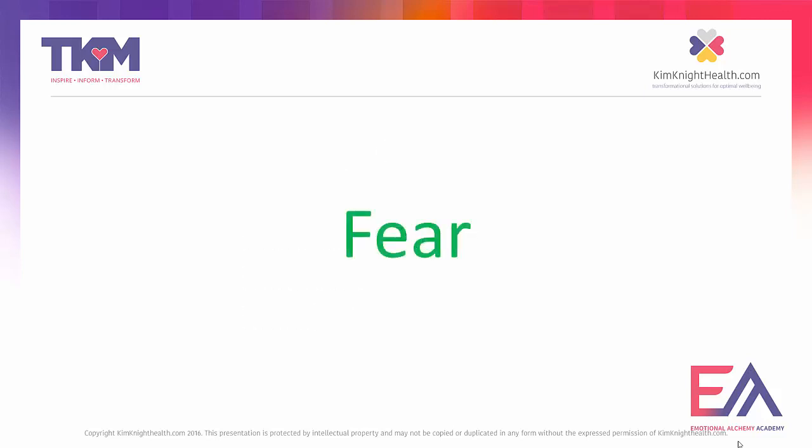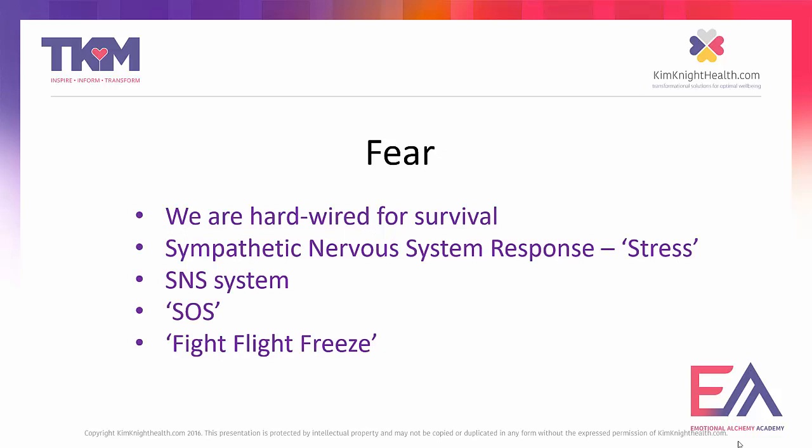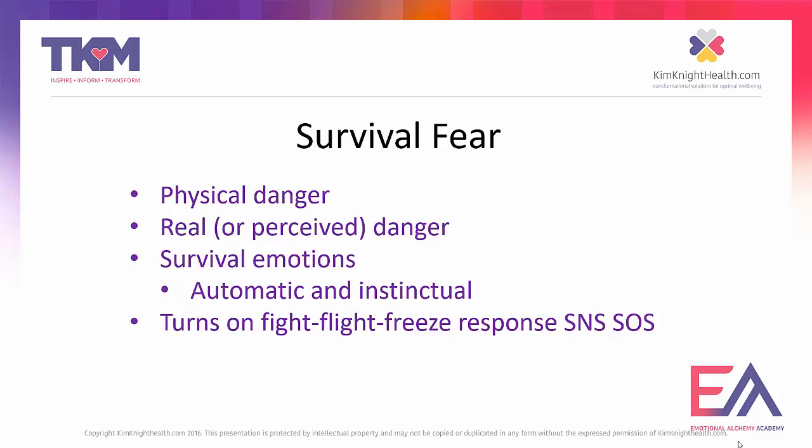Now, the main emotion that's at play here is fear, and we are hardwired for survival through the sympathetic nervous system, the stress response, or SNS for short, and also through the parasympathetic nervous system. We have this fight, flight, freeze response. And this is a natural part of our body system for survival. And this response triggers on if we feel we're in physical danger. And this danger could be real, or it could be perceived in our mind. But either way, the body triggers on the survival response because it needs to protect us.